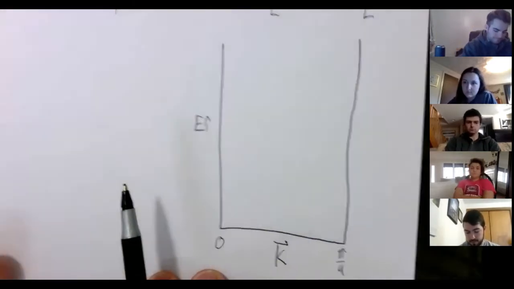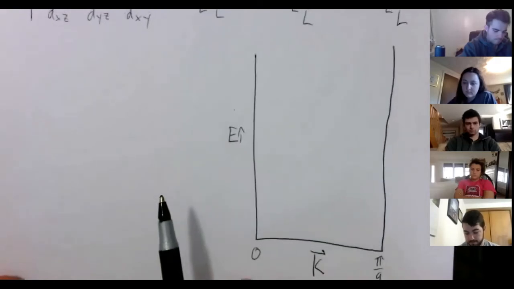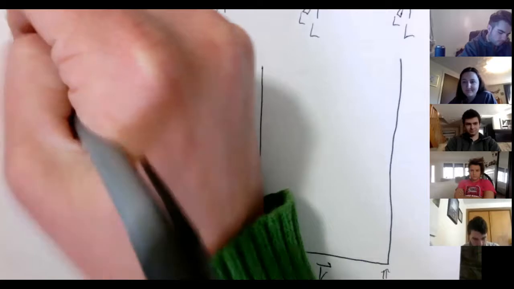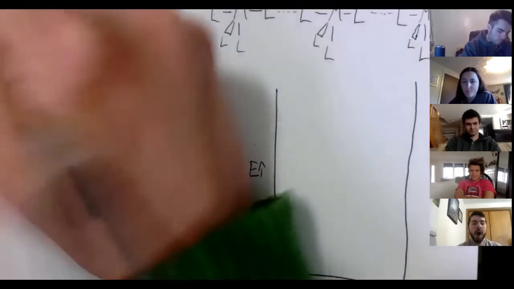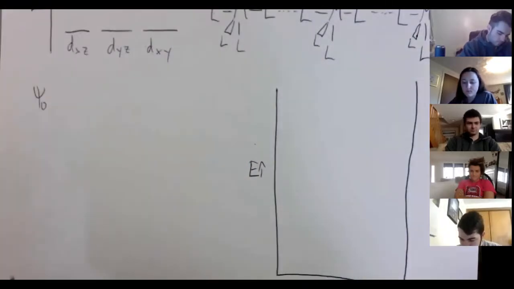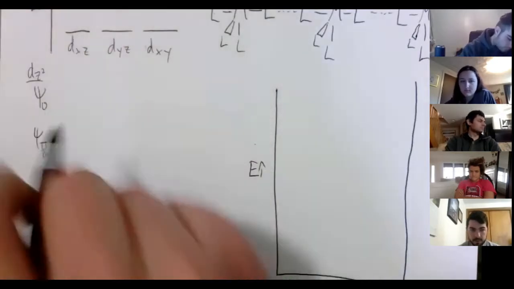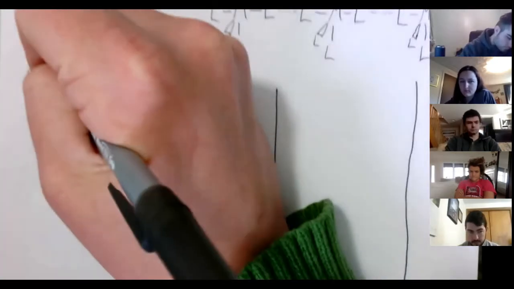So what orbital do you guys want to look at first? dz squared. Okay, let's look at dz squared. Let's consider the Bloch function at zero and at pi over a for dz squared. And we're just going to draw what they look like.